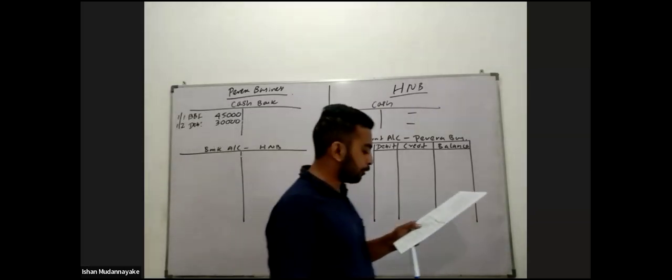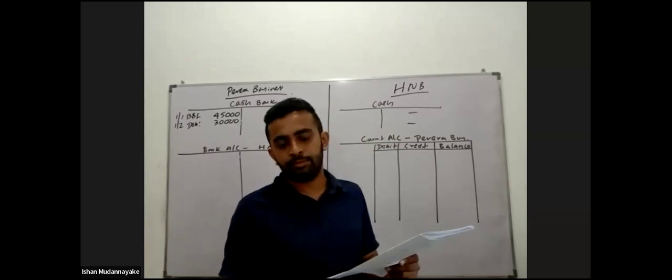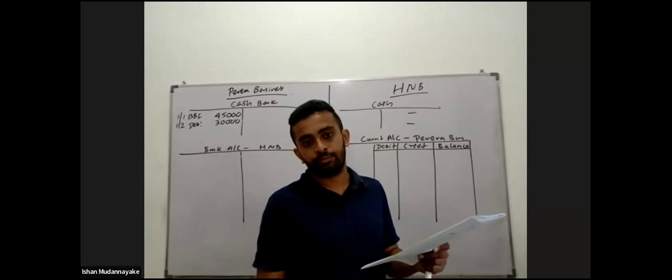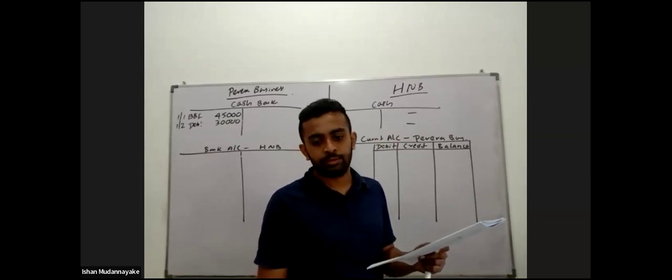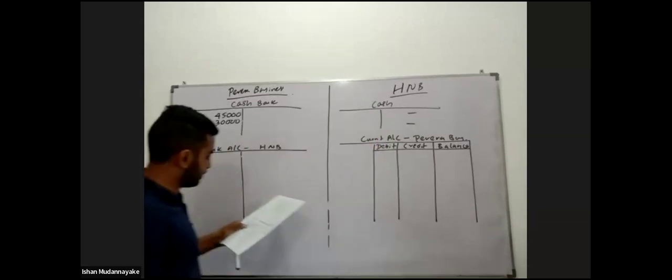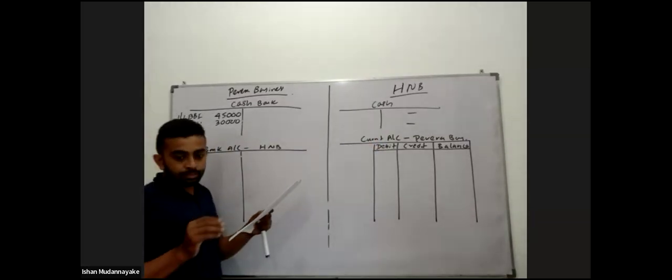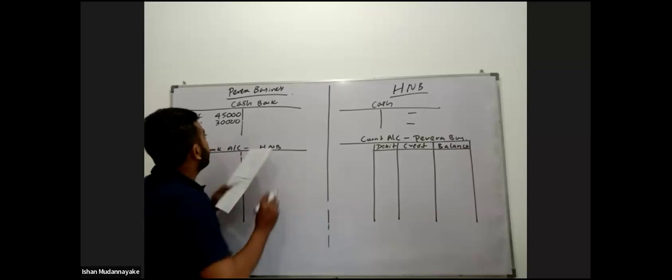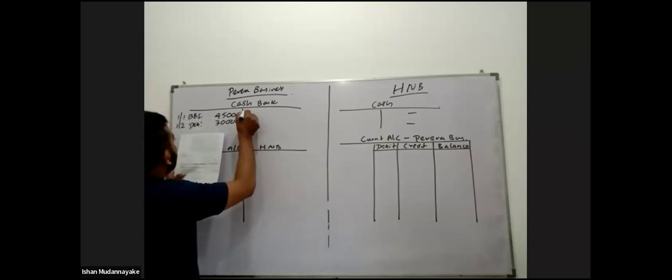And then again 2nd January. Deposited 40,000 in the bank to open a current account in HNB bank. They opened a current account in the HNB bank by depositing how much? 40,000. How to record this transaction? For the PANORA business, cash is outflowing 40,000. So cash book credit.